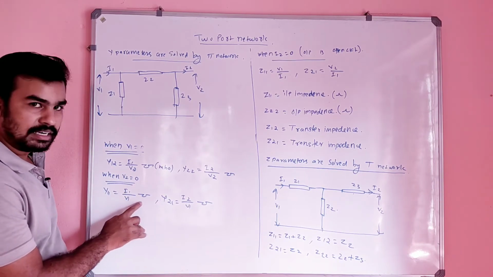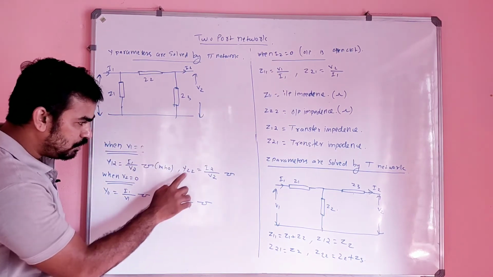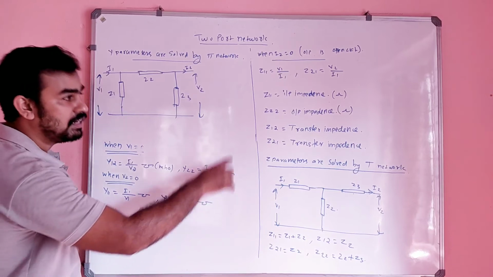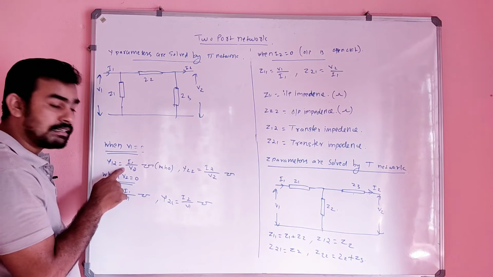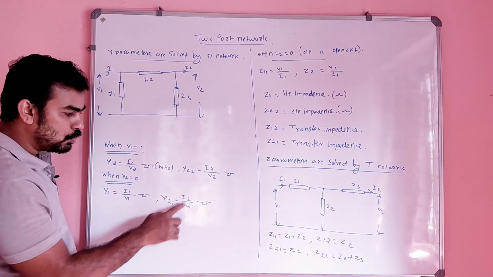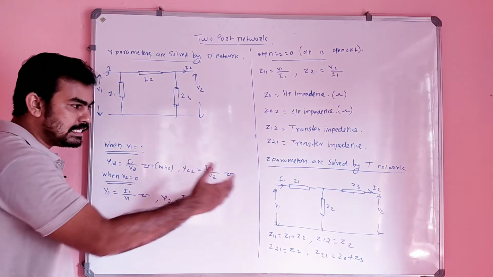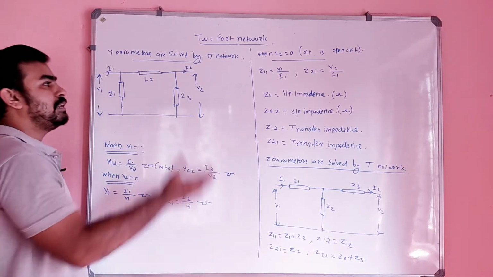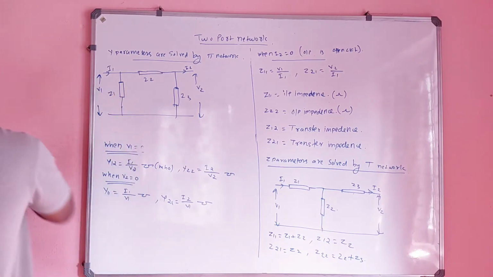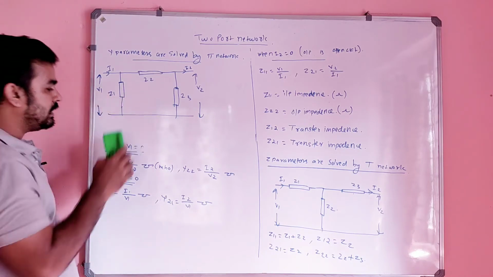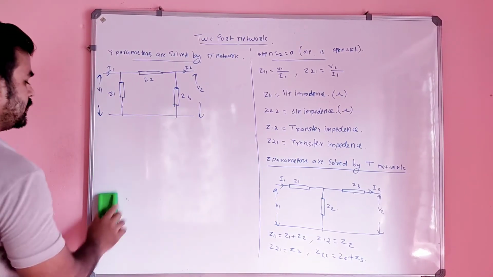This Y11, I1 by V1, it is called the input admittance, like input impedance. Similarly, Y22, I2 by V2, it is called the output admittance. Similarly, Y12, I1 by V2, it is called the transfer admittance. Y21, I2 by V1, that is also called the transfer admittance. So like in Z parameter, if you have a pi network in your hand, it is very easy to find the Y parameter from this pi network.